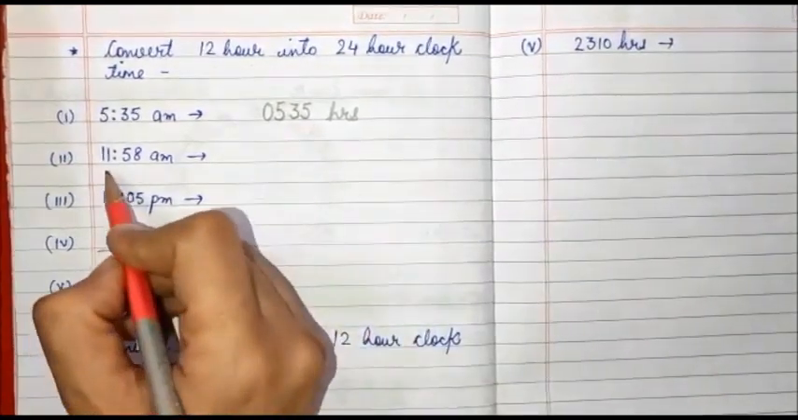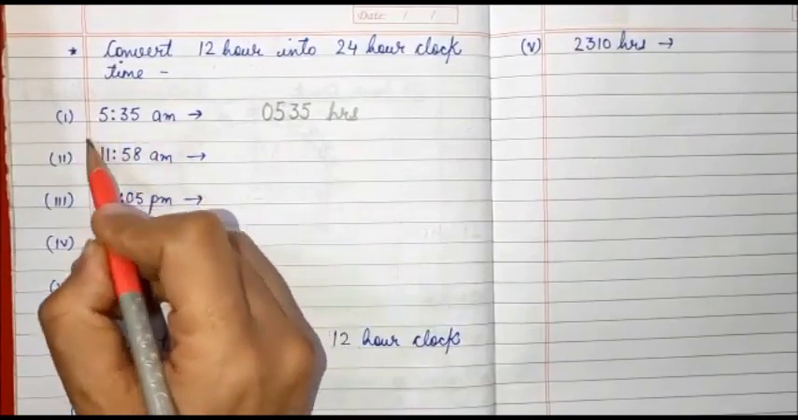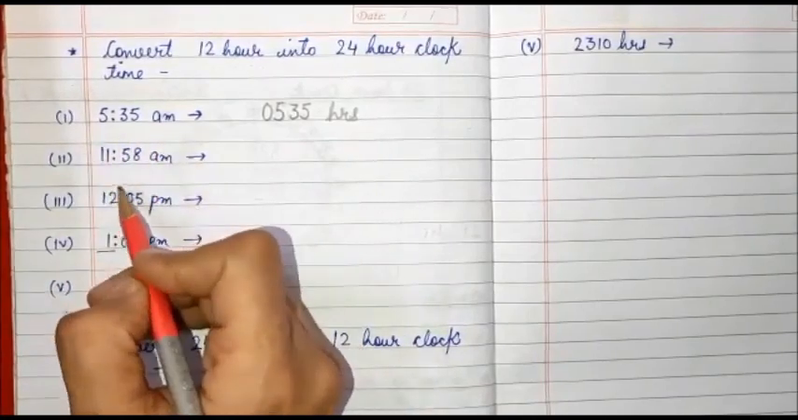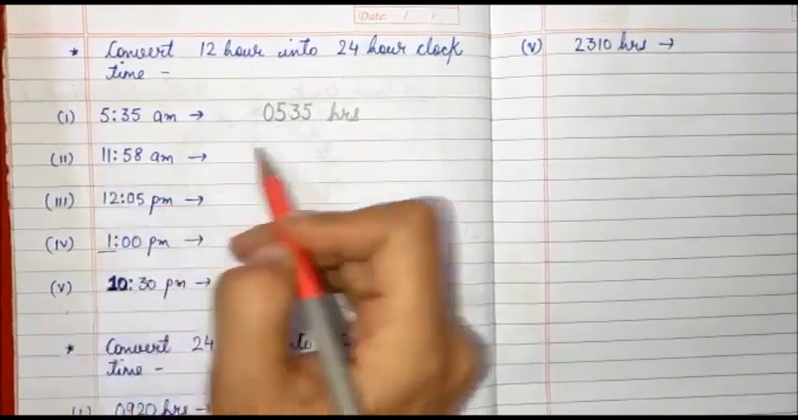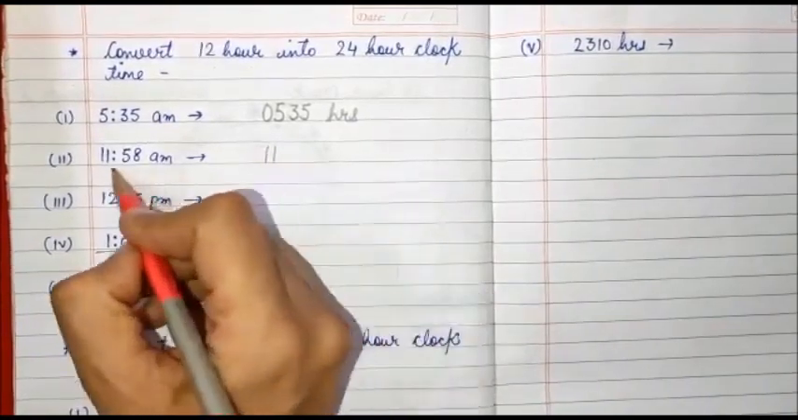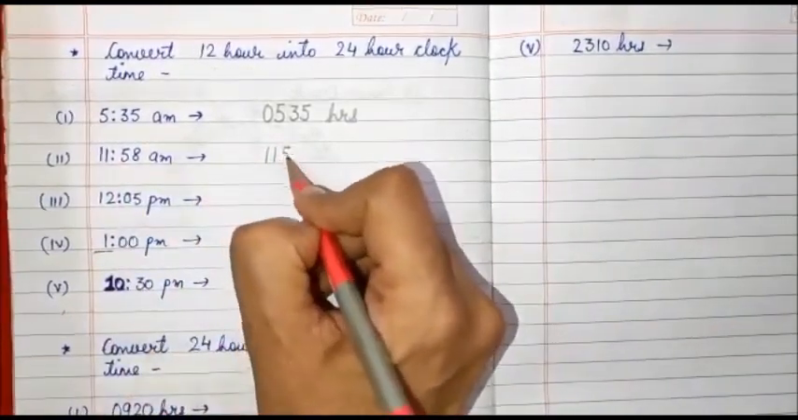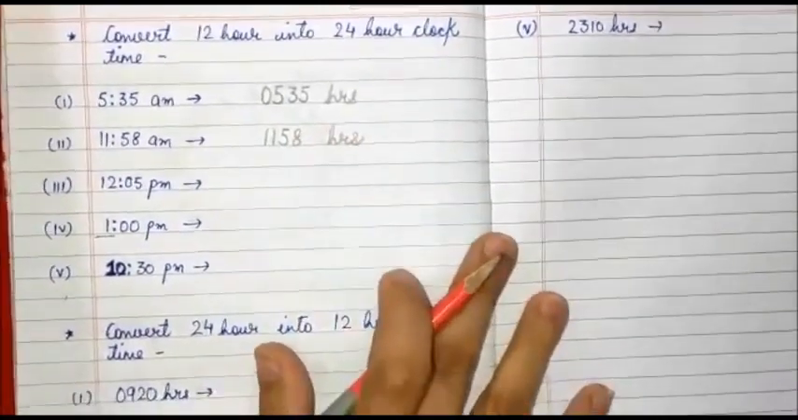Now let's go to the second part. 11:58 a.m. It is again the AM region, so no major changes for the AM part, as I have just taught you. 11 shows us the hours, and this shows us the minutes, so it is 11:58 hours. Now let's do the third part.